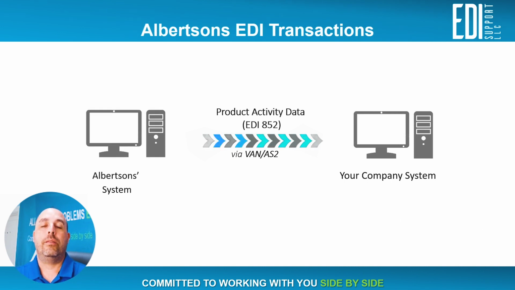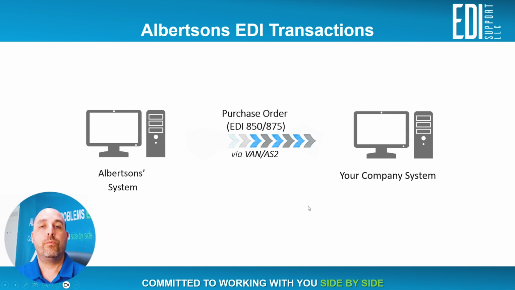Along with that, later down the road, you might have an 852, which is a product activity data. Product activity data is going to tell you how items have been moving amongst the family of Albertsons companies. So it's going to tell you what's been selling, where it's been selling, what's the quantity that's been fulfilled, all of those different things that you can use to go about finding out how your product is moving amongst the Albertsons companies. With those documents, that's really what you're going to be dealing with inside of the Albertsons companies.